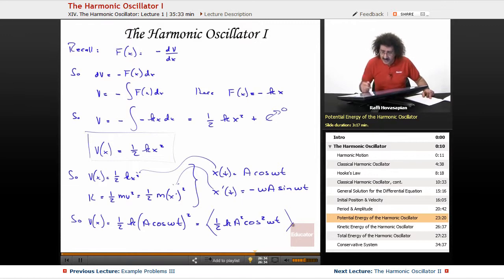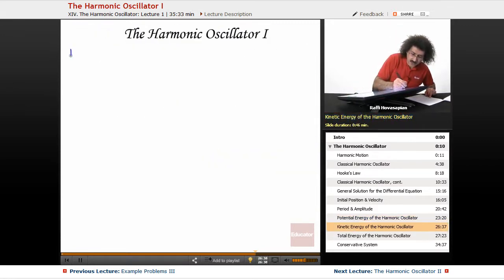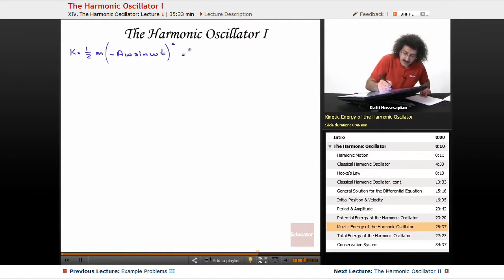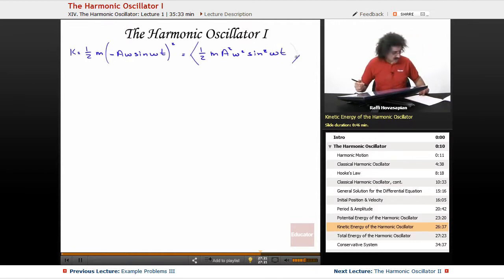Now let's go ahead and calculate the kinetic energy. The kinetic energy is equal to 1/2 the mass times the derivative squared. The derivative was minus A omega cosine, no, not cosine, sine, because we took the derivative, sine omega t, squared. Excuse me. So the negative squared cancels out, so we end up with 1/2 m A squared omega squared sine squared omega t. This is our kinetic energy of the harmonic oscillator.